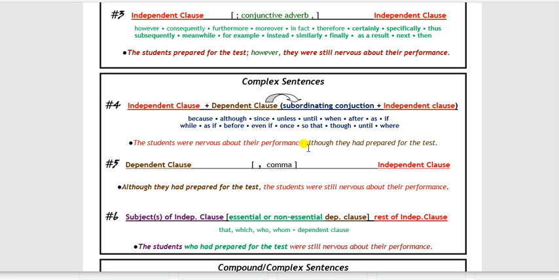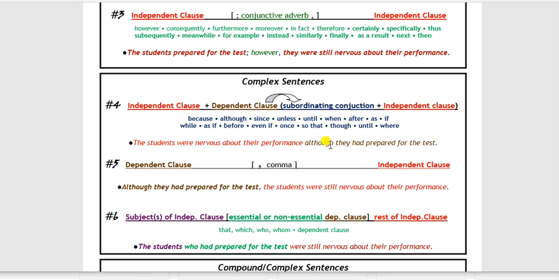Okay, now look at the second half of the sentence, which is a different color here. Although they had prepared for the test. If I just walked up to you and said, although they had prepared for the test, you would be so confused. You'd say, Ms. Harrison, did you have a stroke? That doesn't make sense, because half of the sentence is missing, okay?